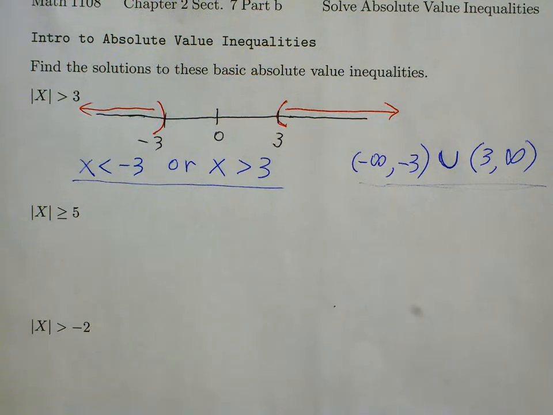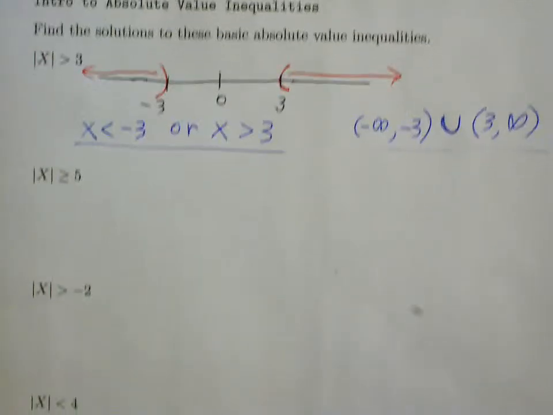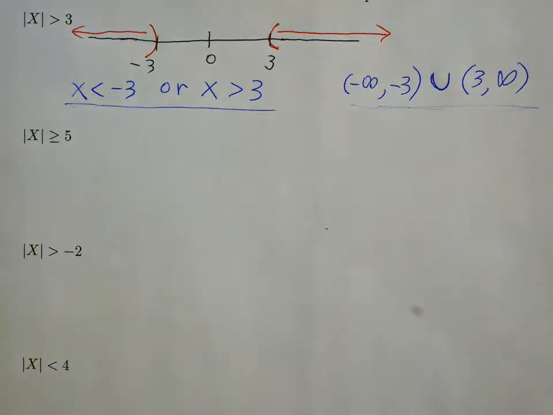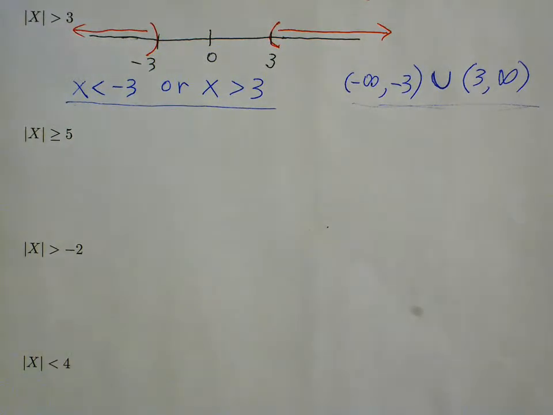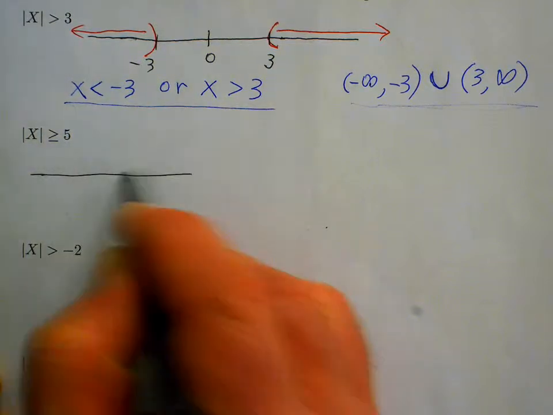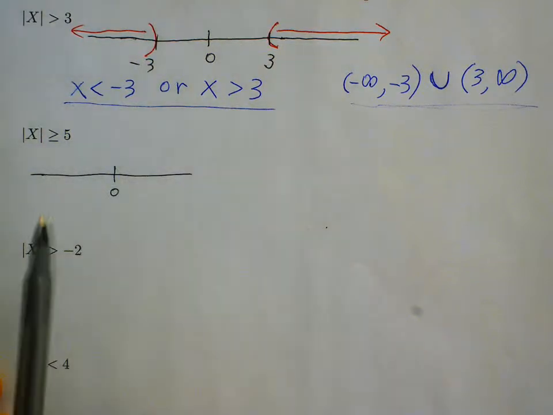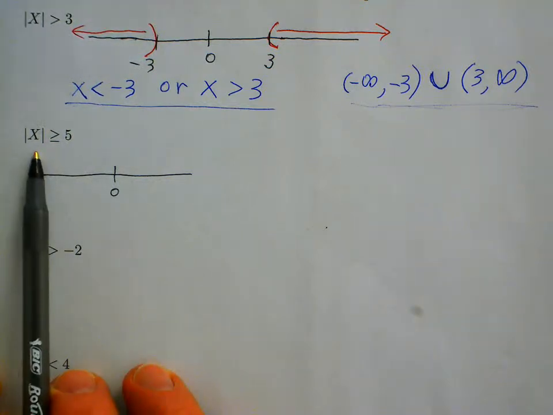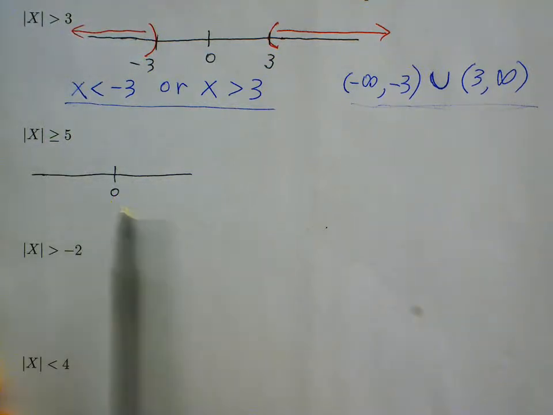Okay, the next example is pretty much like the previous one, except this time it's the absolute value of x is greater than or equal to 5. So think about what that means. So if x is a solution, then the distance that x is from 0 is greater than or equal to 5.